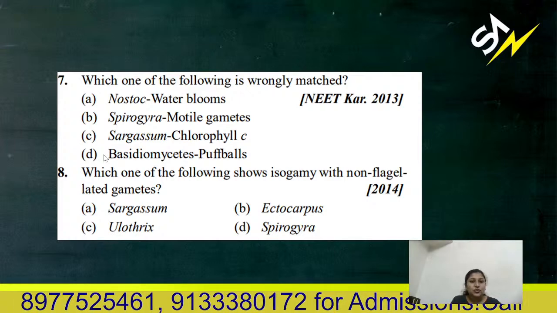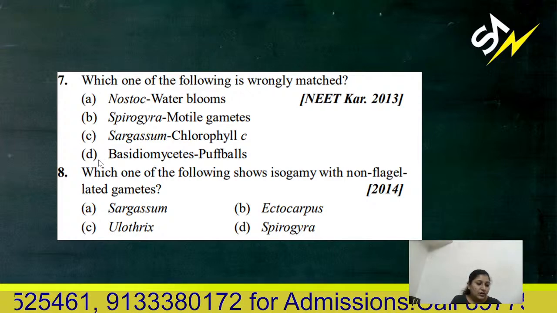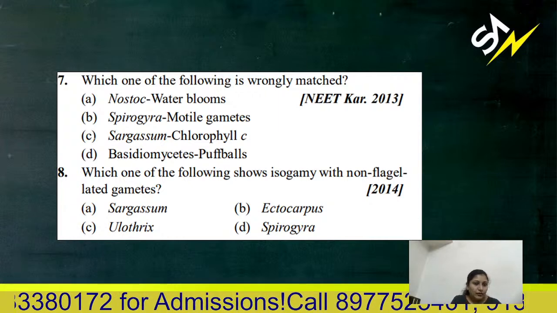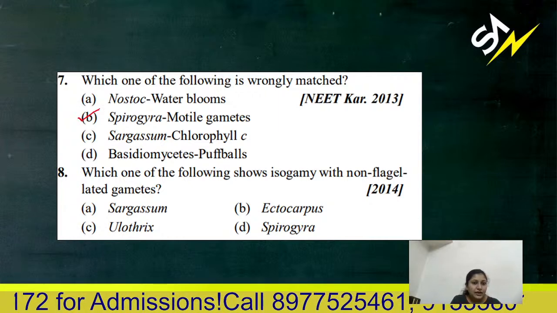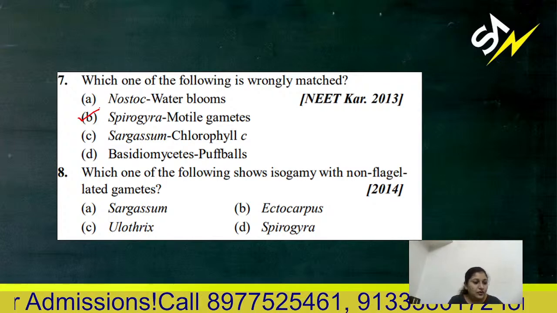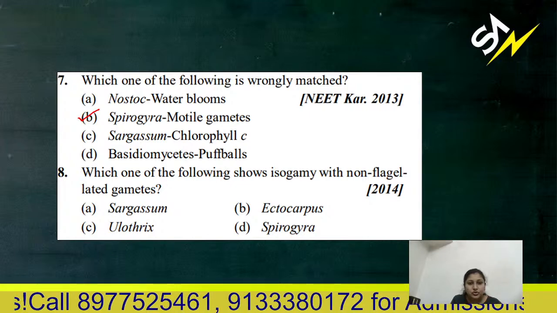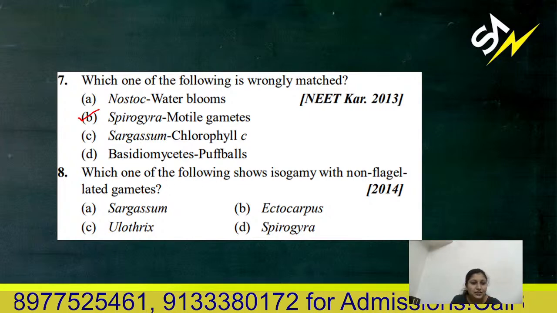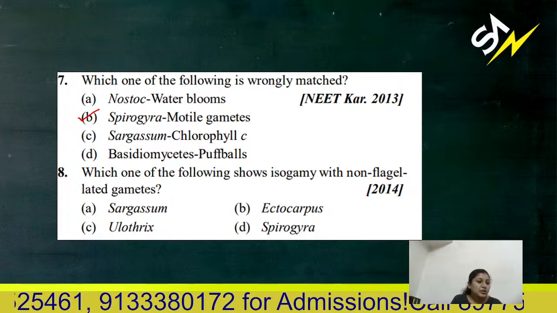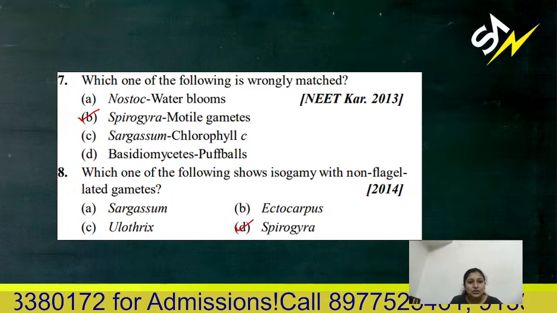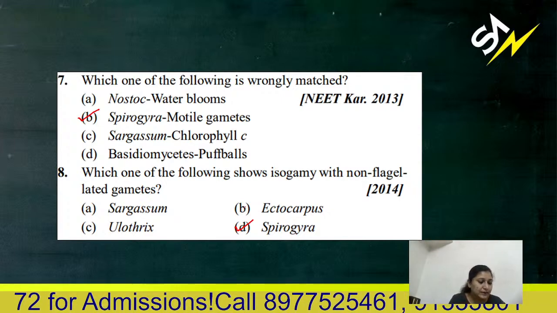Which of the following is wrongly matched? Wrongly matched. Spirogyra and motile gametes. Which of the following shows isogamy with non-flagellated gametes? Non-flagellated gametes. It's D, Spirogyra. Again, you get the answer from the 7th question only.